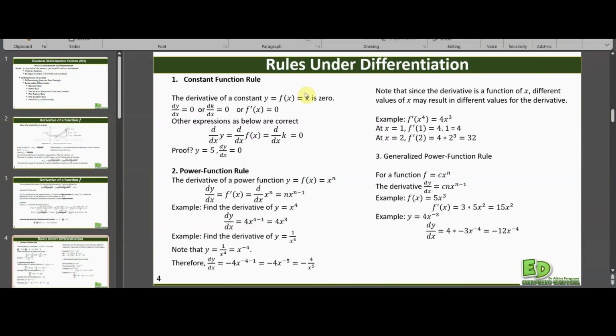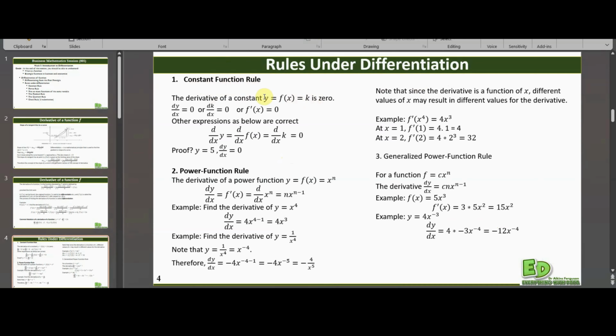Next up is to look at some of the basic rules under differentiation. The first rule we're going to talk about is what we call the constant rule, or the constant function rule.